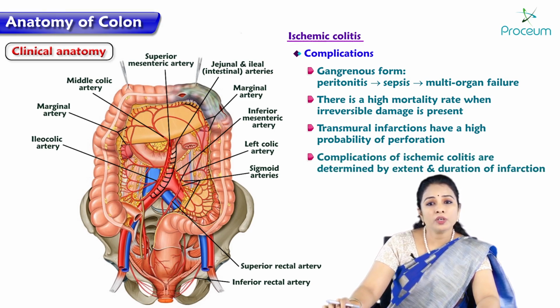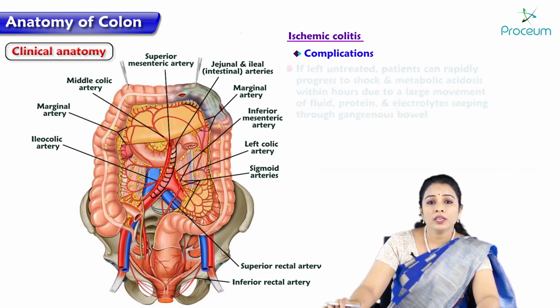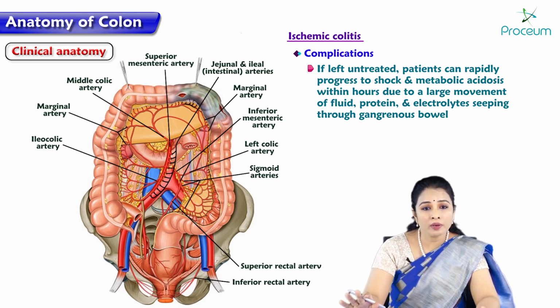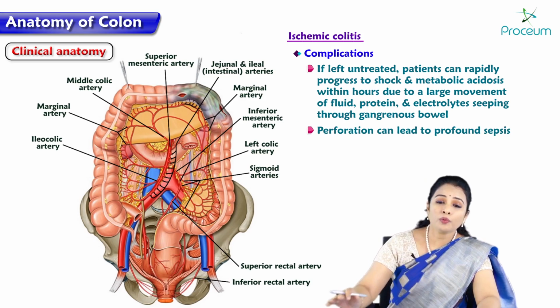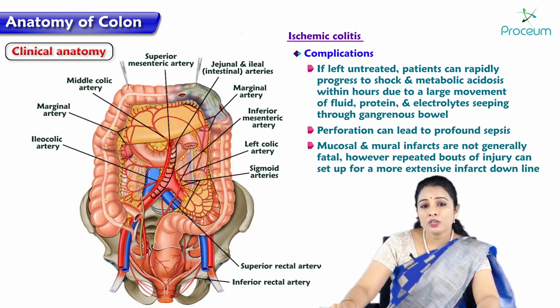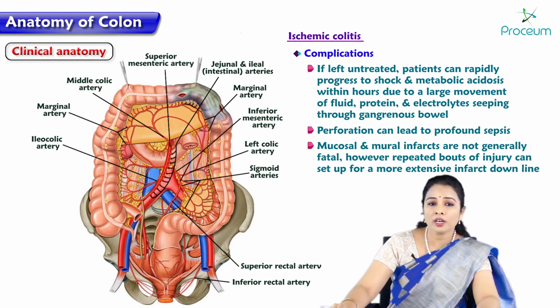Complications of ischemic colitis are determined by the extent and duration of infarction. If left untreated, patients can rapidly progress to shock and metabolic acidosis within hours due to a large movement of fluid, protein and electrolytes seeping through the gangrenous bowel, and perforation can lead to profound sepsis. Mucosal and mural infarcts are not generally fatal. However, repeated bouts of injury can set up for a more extensive infarct down the line.